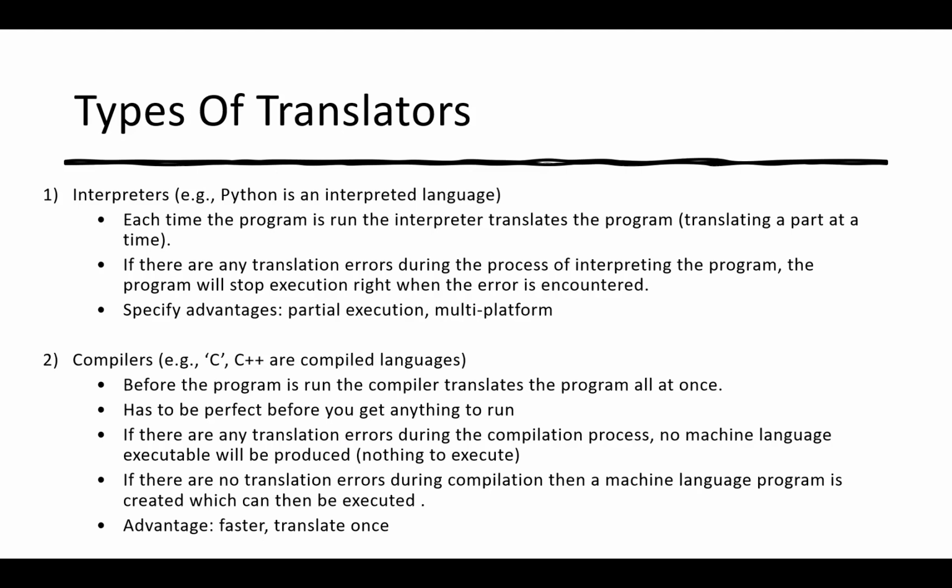Right now, if you know C and C++, those are compiled languages, as is C#. Before you run the program, you have to compile it. The compiler translates all the source code into machine code or object code at once. Therefore, the code has to be perfect.